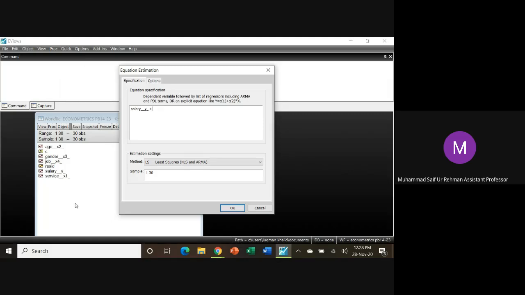The first variable is service. So service, then give space, write down. The next was age. So write down age. सर मतलब ये आप इक्वेशन के मैनर में लिख रहे हैं? हाँ, इक्वेशन मैं इसको E-views को दे रहा हूँ, देखें ये मुझे रिजल्ट्स दे देगा.